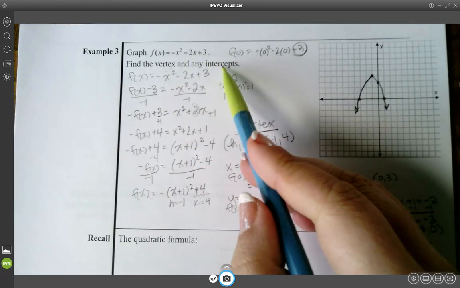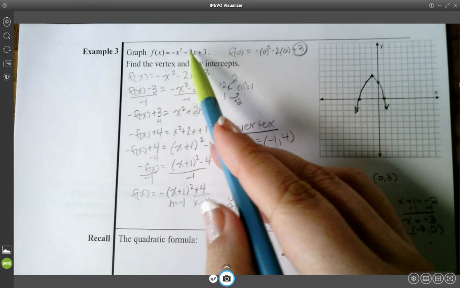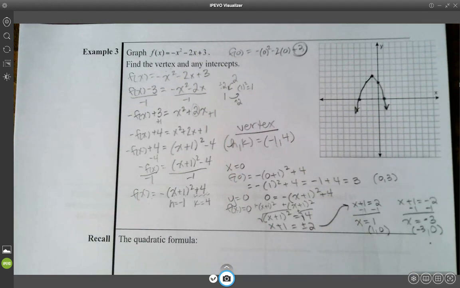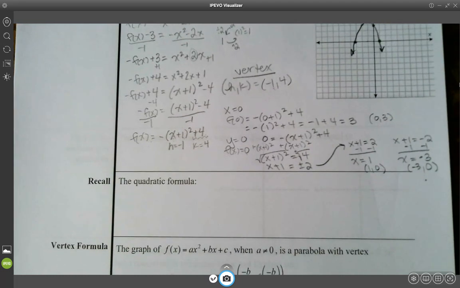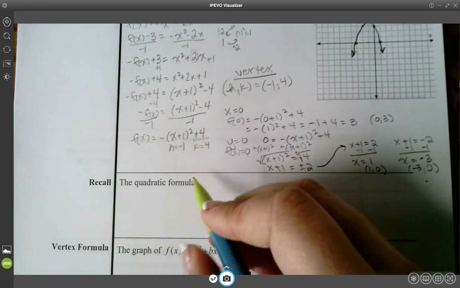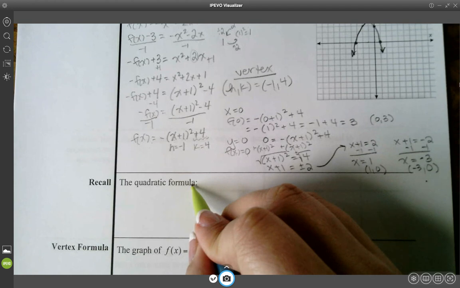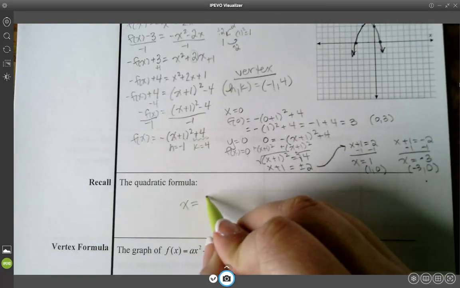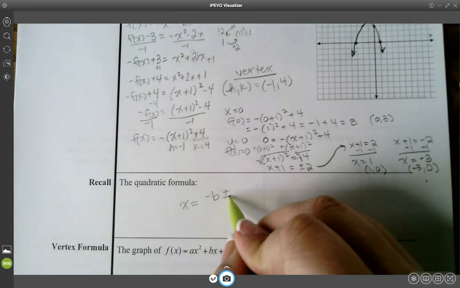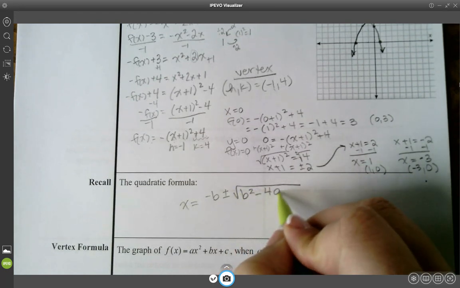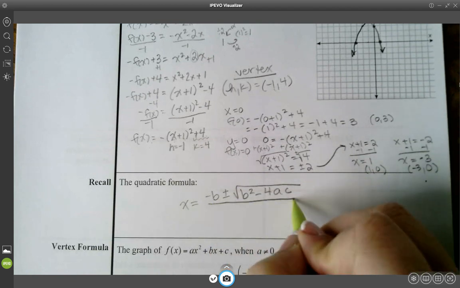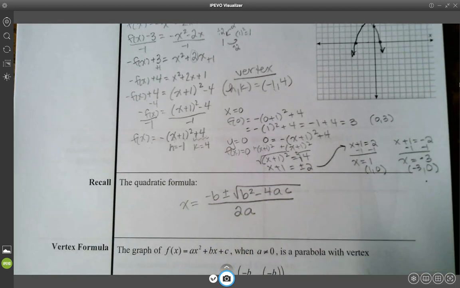So another way to solve for our intercepts, even from standard form, is to use the quadratic formula. So let's recall the quadratic formula. And remember, there's that catchy little tune that helps us remember this. So the quadratic formula, x is equal to negative b plus or minus the square root of b² - 4ac all over 2a. This is one of the formulas that you absolutely need to remember by heart, okay?